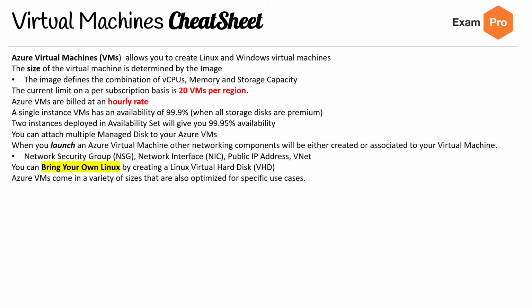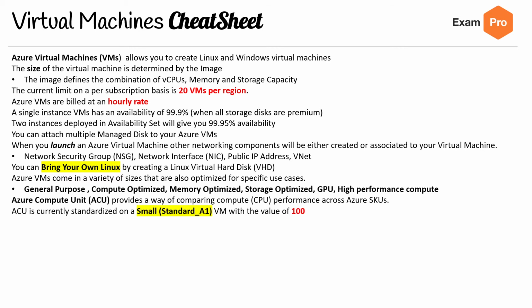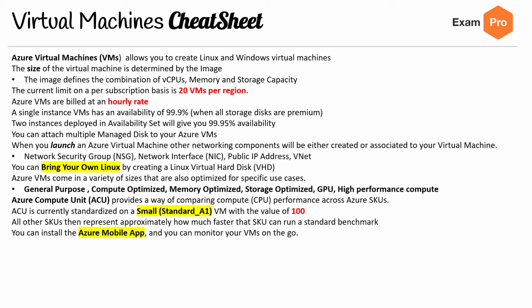Azure VMs come with a variety of sizes that are also optimized for specific use cases, and there's a lot of different ones here. So it's not super important, but you should know the broad categories here. Azure Compute Unit, ACU, provides a way of comparing CPU performance across Azure SKUs, and the standard one that they're all benchmarked against is Standard A1. All other SKUs then represent approximately how much faster the SKU can run on the standard benchmark. You can install the Azure mobile app so you can monitor your VMs on the go.